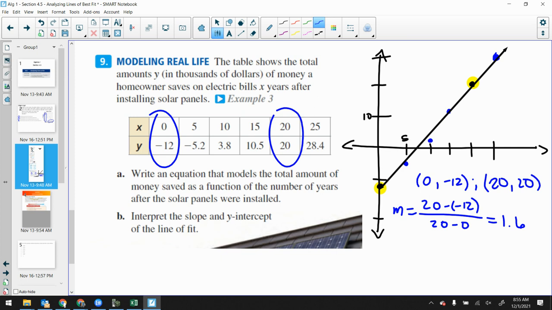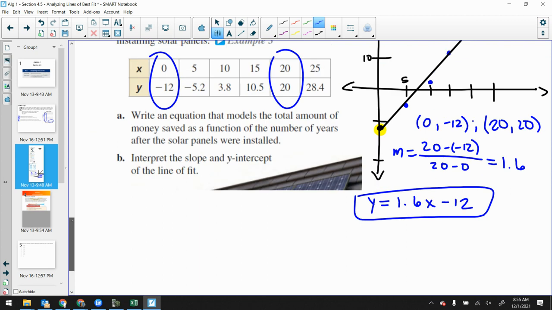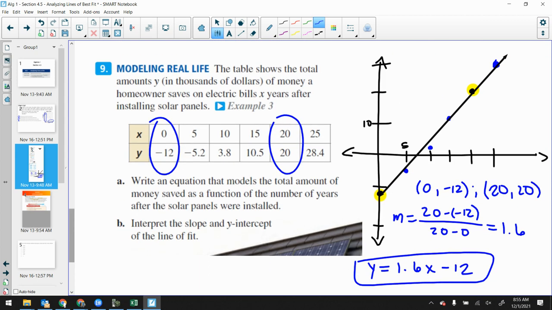Yeah. Okay, so let's keep going here. Letter A, write an equation that models the data. So we have y equals 1.6x, and the nice thing that I like to do is pick the y-intercept, 0, negative 12, because we just have to go minus 12. Whenever the y-intercept is close to being on the line, choose the y-intercept. Interpret the slope and the y-intercept. What is the slope? What is that 1.6 representing in the context of the problem?